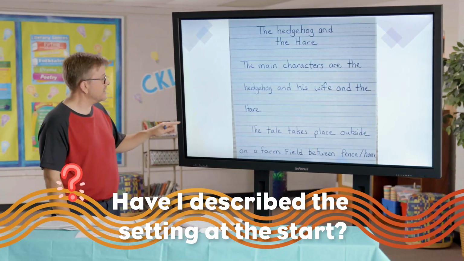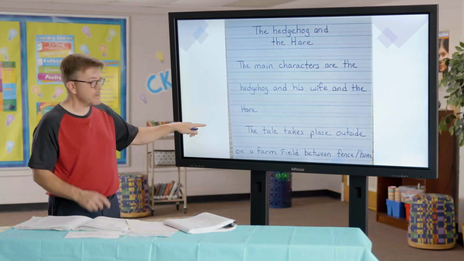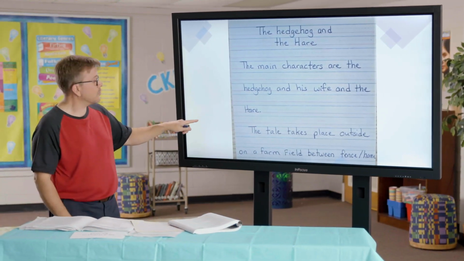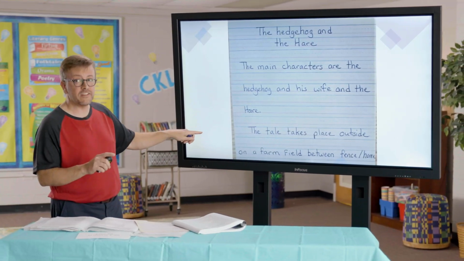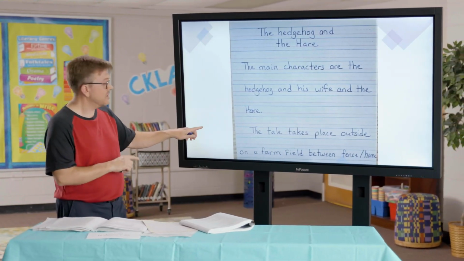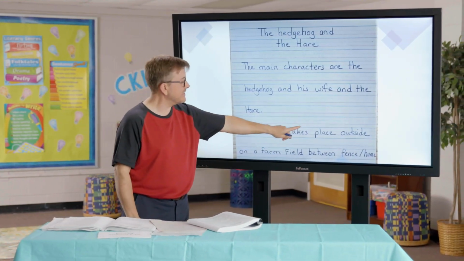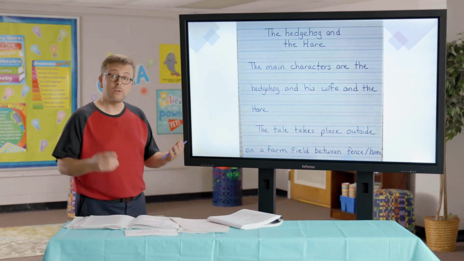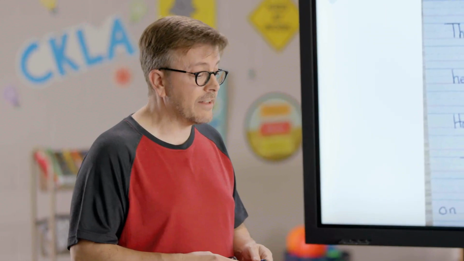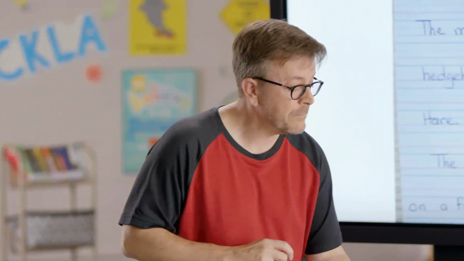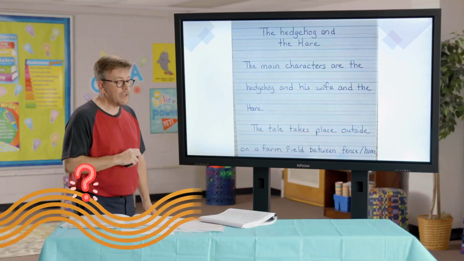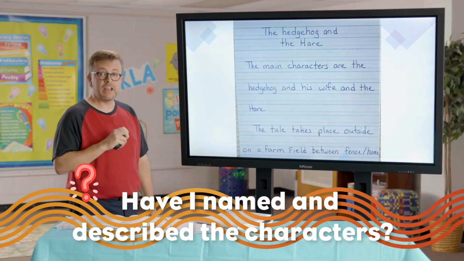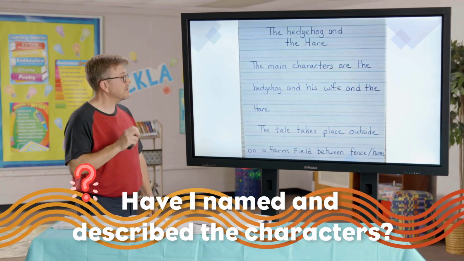So I remember reading something about the tale taking place because if you remember on 12.1, your worksheet gave you the sentence starter, the tale takes place. So I read that right here. The tale takes place outside on a farm field between fence and home. So the writer has included that. So we can put a check mark on our checklist right there next to it. Number 3, have I named and described the characters? Have I named and described the characters?